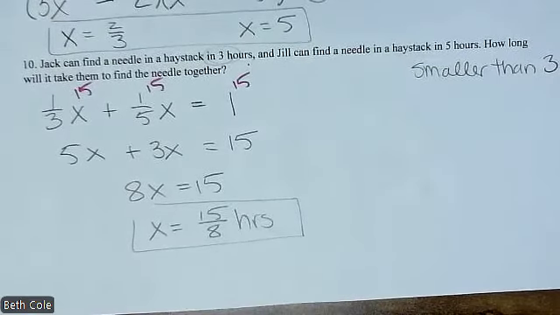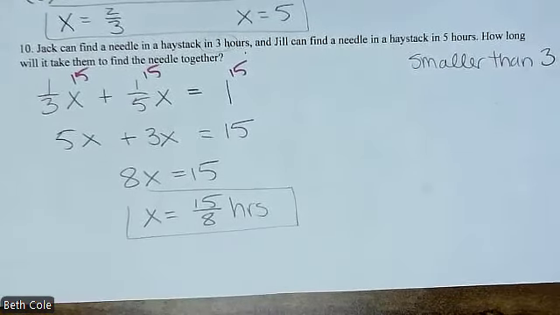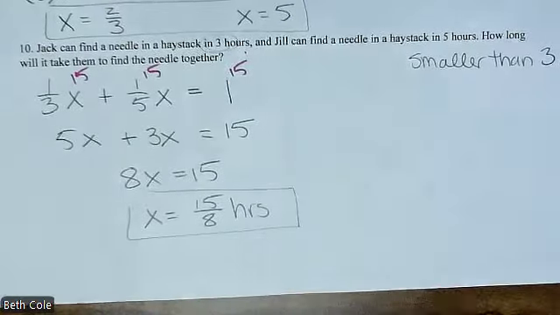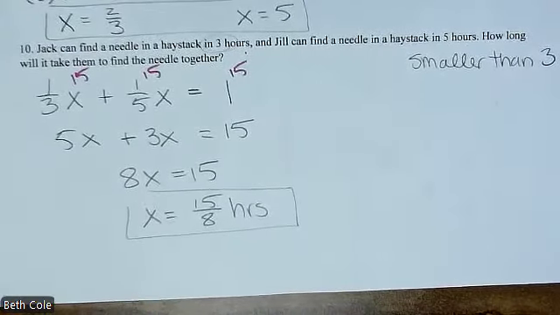I made it silly about finding a needle in a haystack, but the common problem you get with that is you're filling up a swimming pool and you have one hose that can fill it in a certain amount of time and another one that can fill it in a certain amount of time. How long will it take if you use them both together? I was just being silly with Jack and Jill here, but it's the same concept.